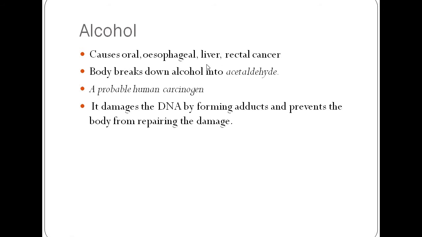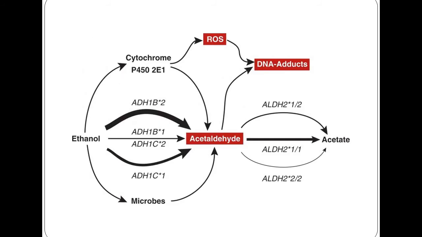So alcohol is known to cause oral, esophageal, liver, and rectal cancer. Once alcohol is consumed in limited levels, generally what happens is you have the enzyme ADH, the alcohol dehydrogenase, which converts it into acetaldehyde, and acetaldehyde gets converted to acetate by the enzyme acetaldehyde dehydrogenase. Okay, so this is what happens when alcohol is consumed at low levels.